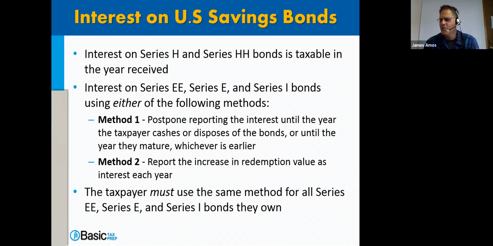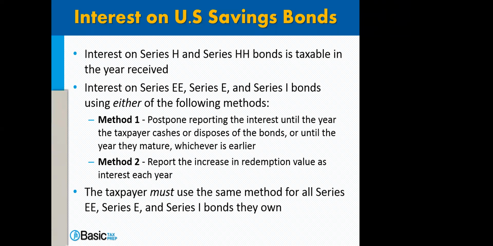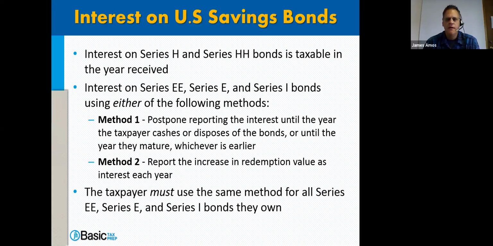Fair enough. We'll wait. So when you report the increase in redemption value as interest each year, you're just paying the interest on the redemption value from one point to the other point, and then next year, just this little bit that it goes up the next year? Yeah, that's right. Remember, on bonds, they're a little different. They're not true interest.